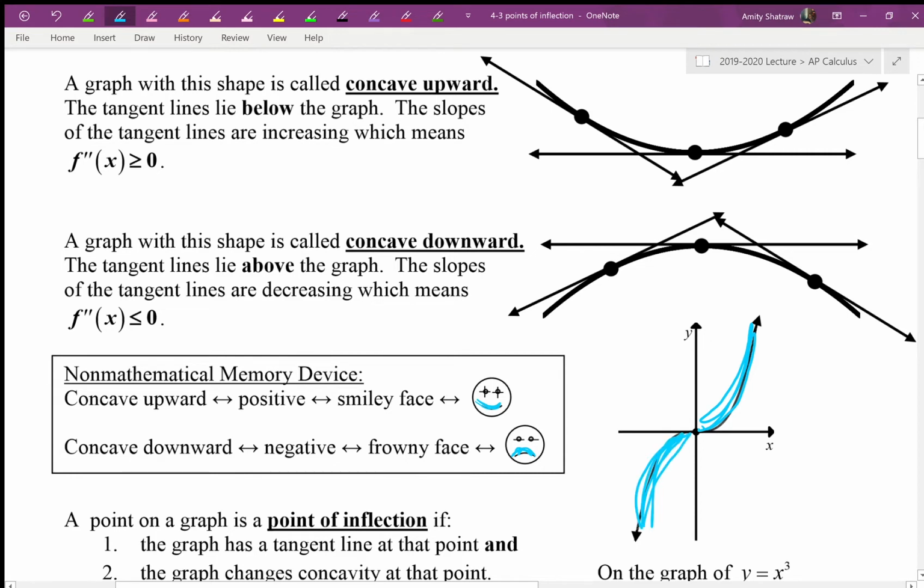So, when you're looking at the piece, the part that matters is: is it arching up? If it is, then it's considered concave down. Is it arching down? Then I would call it concave up.